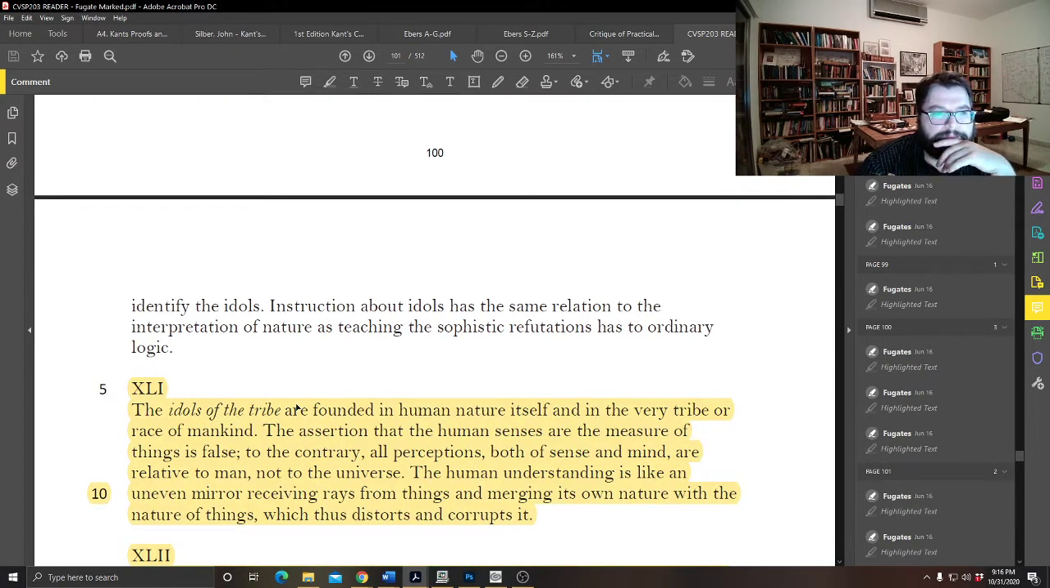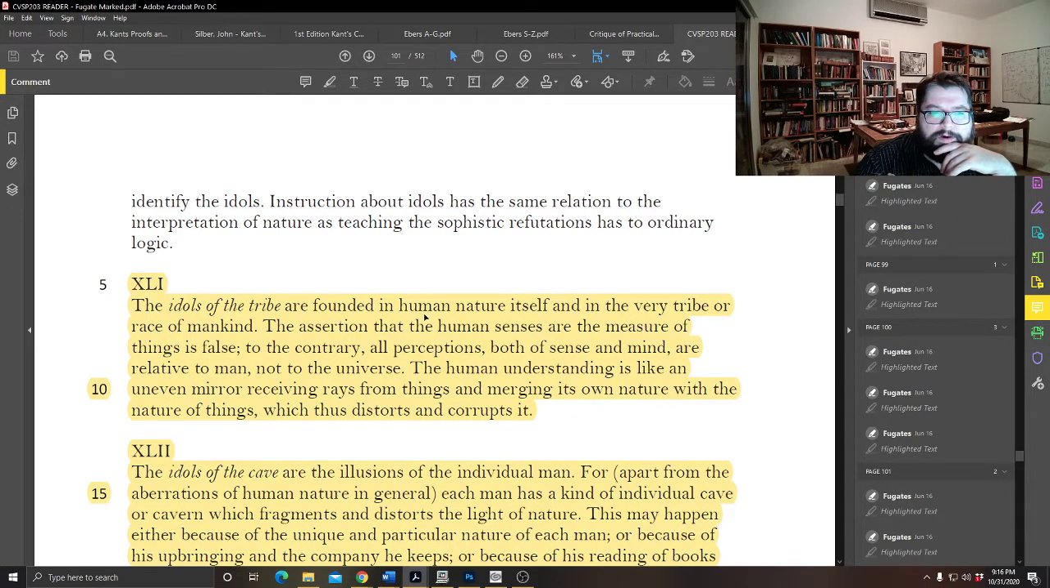Well, what are those? The idols of the tribe are founded in human nature itself and in the very tribe of our human race. So clearly, whatever the idols of the tribe are, they are innate. They're in human nature itself and in the very tribe of the human race. So by the tribe, he doesn't mean a specific group. He means the tribe of humans, the human race itself. These idols, these prejudices, another word for the idols. The idol of the tribe encompasses all the idols that are founded in our very nature as human beings.